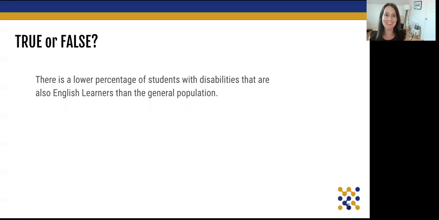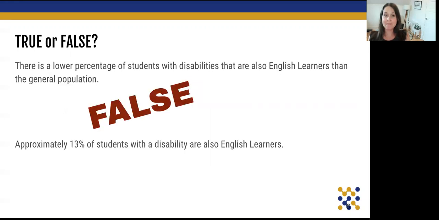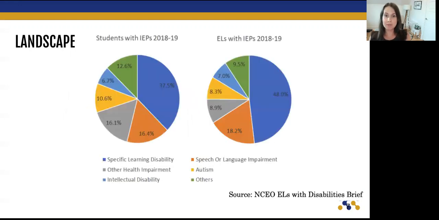First, true or false? There is a lower percentage of students with disabilities that are also EL in the general population. This is false. So we know that approximately 13% of students with a disability are also multilingual. Here's a picture of how these students' disabilities are categorized. So you can see there's a lot of similarities between the general population of students with IEPs and multilingual students with IEPs.